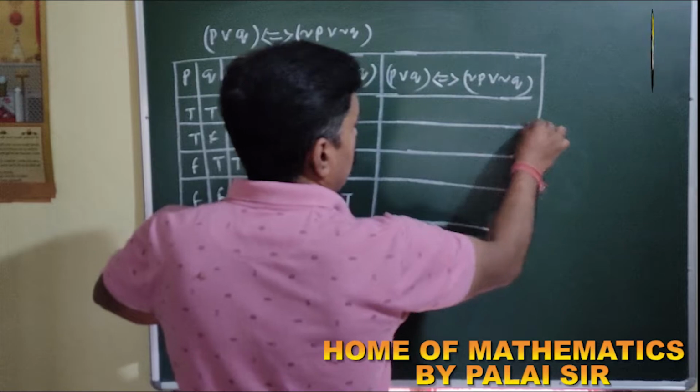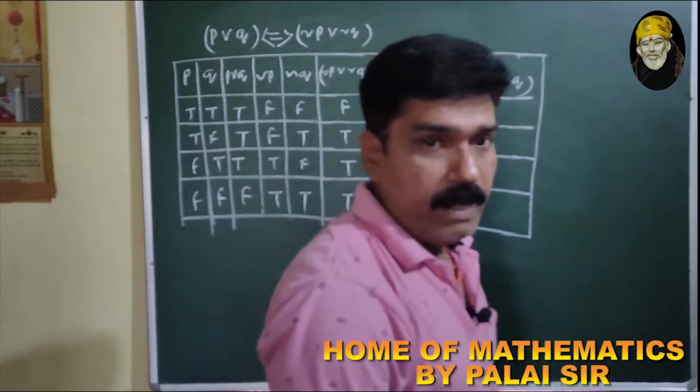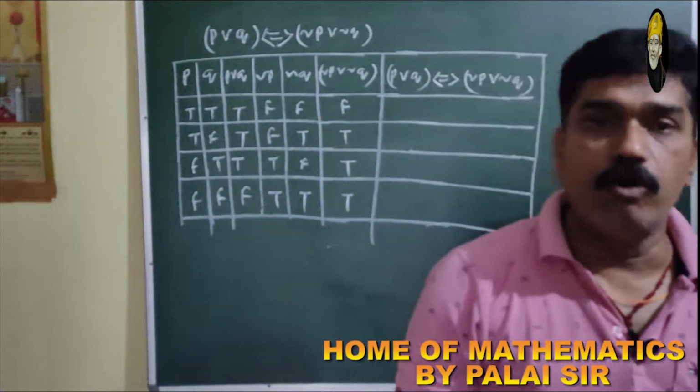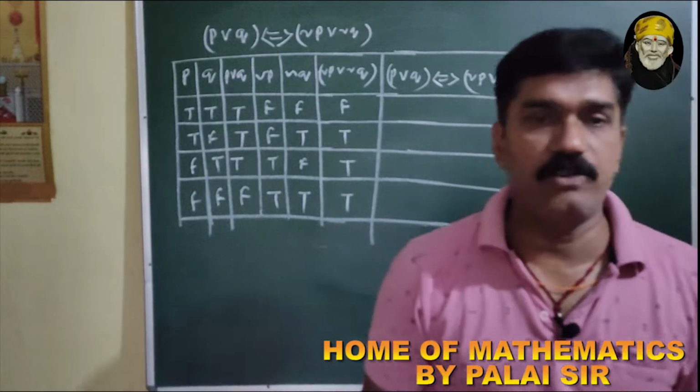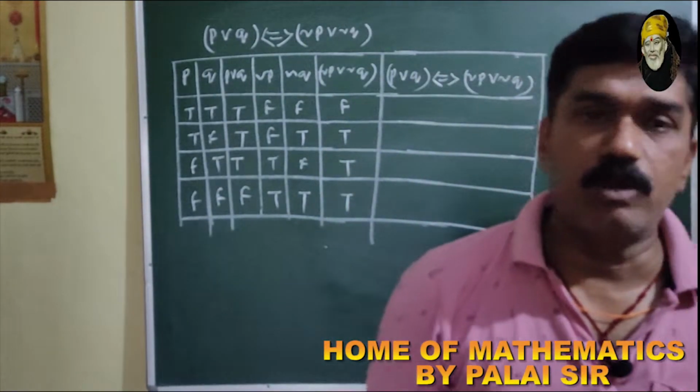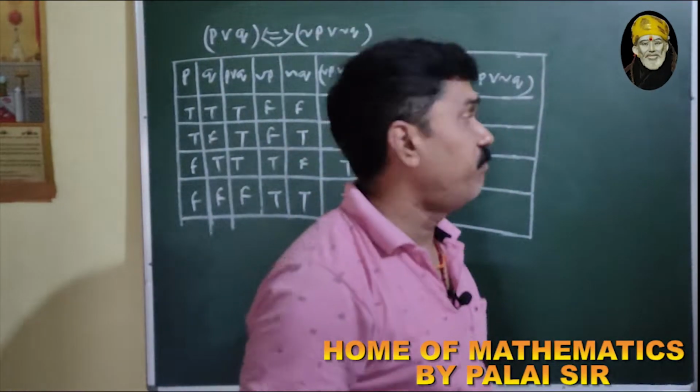So you know double implication is true only when both the statements are in same form. If both the statements are true, then the double implication is going to be true. If both the statements are false, then also it is going to be true. In other condition, it is going to be false.